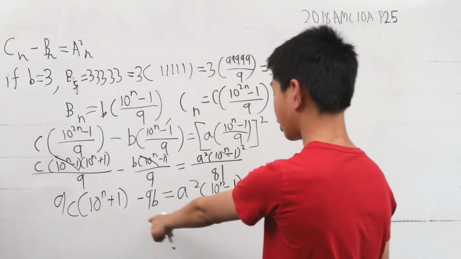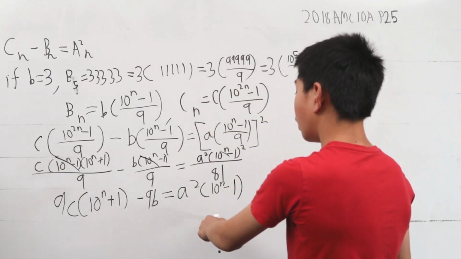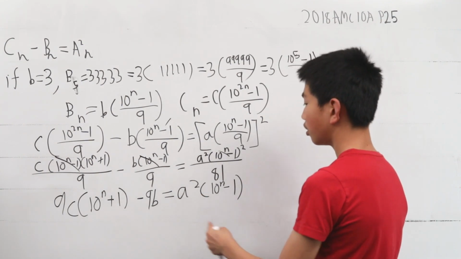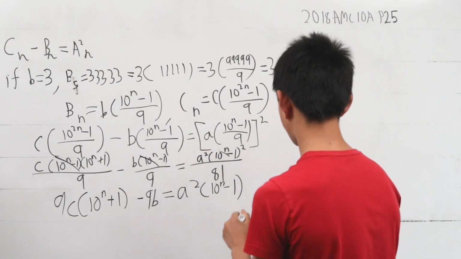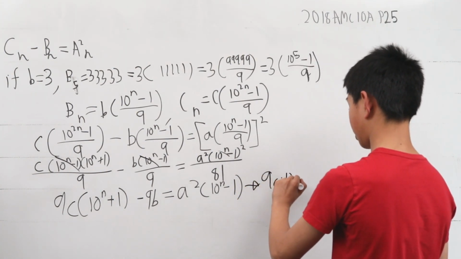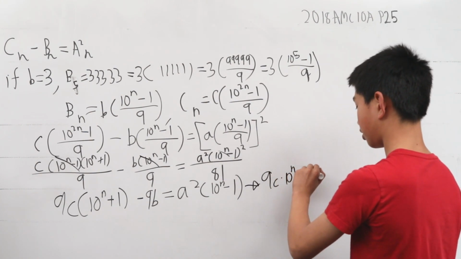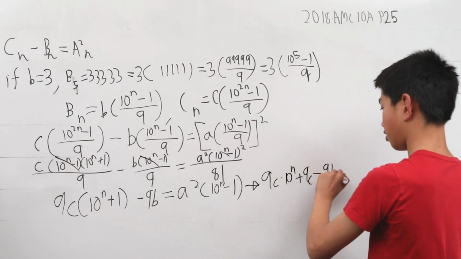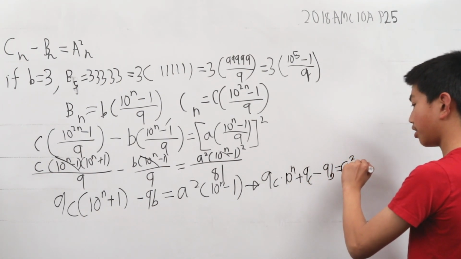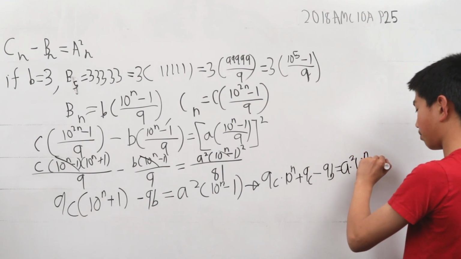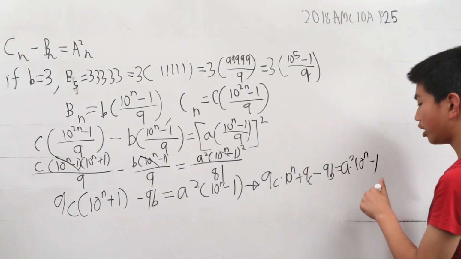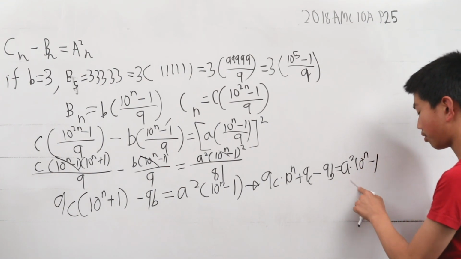We have this equation after a long time of manipulation. So what if we just multiplied out the parentheses? Then this becomes 9c times 10 to the power of n plus 9c minus 9b. And then this is all equal to a squared times 10 to the power of n minus 1. We have this equation right here, and we can subtract this term.